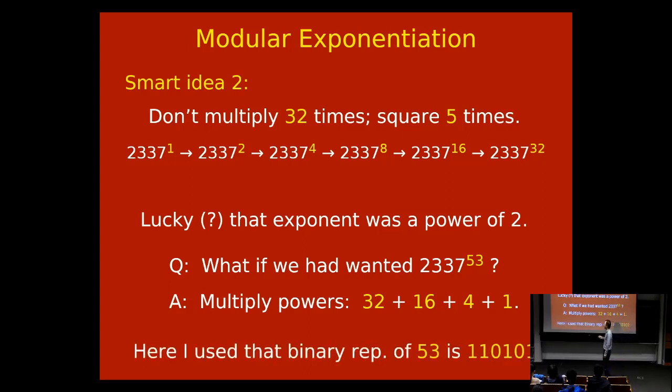This is just the binary representation of 53. It tells you all the powers of 2 you need to add up to get to 53. So if you compute, by squaring, all of the numbers to the powers of 2, then you can multiply up the ones you need, based on the binary representation, to get what you want.